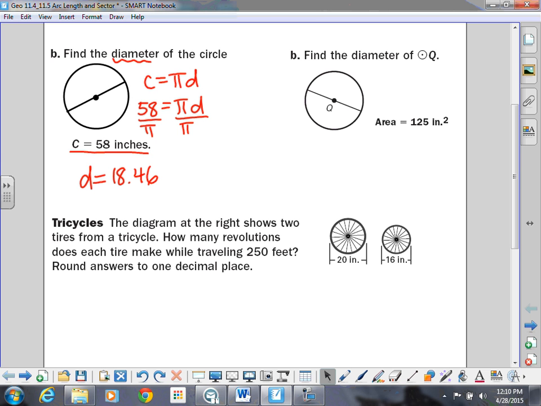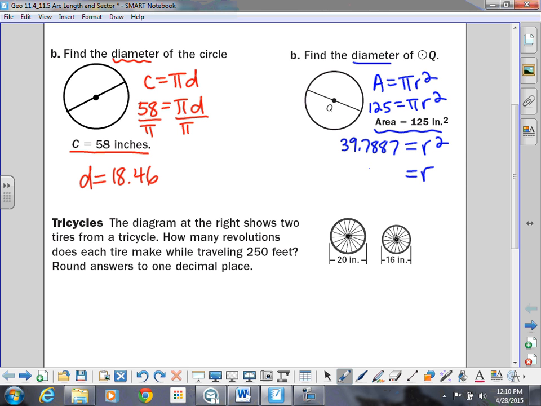Over here, it also wants me to find the diameter, but now I'm given the area. Remember, the area formula only has radius in it, so I have to first find the radius and then double that for the diameter. So if I fill in what I have for area, I have 125 equals pi r squared. I'm going to do the same thing and divide both sides by pi. So when I do that, that gives me a really long decimal, 39.7887. You really don't want to round that. I'm just rounding it so I can write it. You want to keep that in your calculator. That way when you do the next step, we're going to square root, we get a more accurate answer.